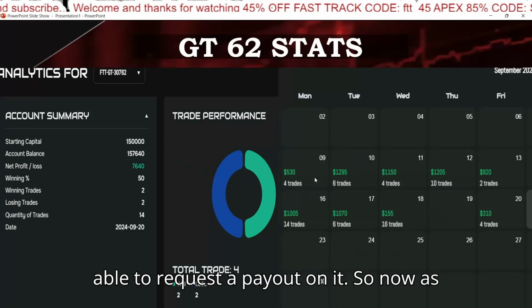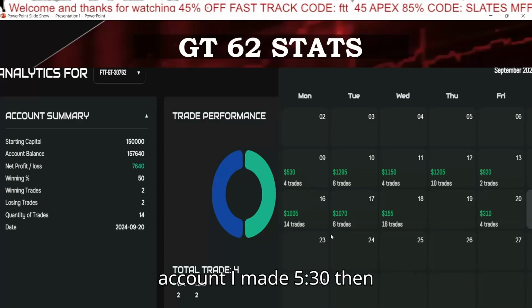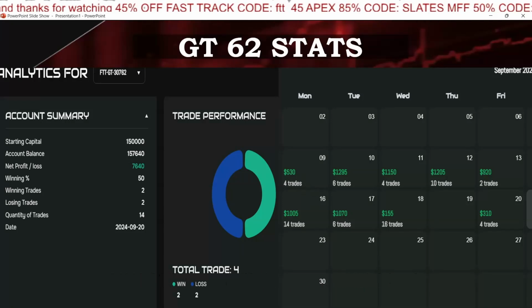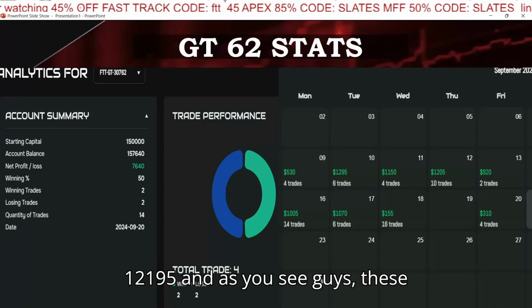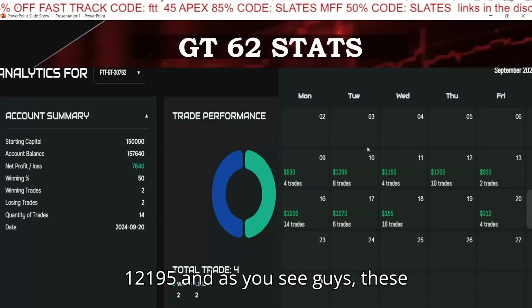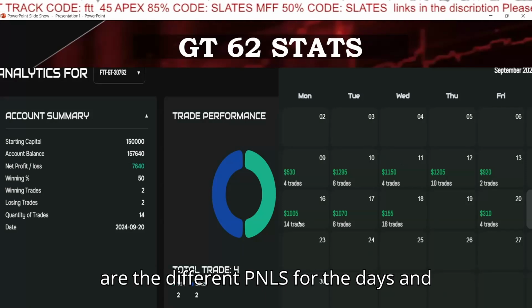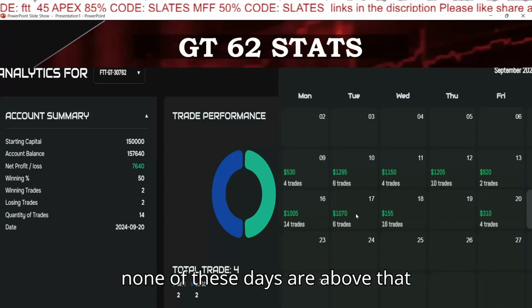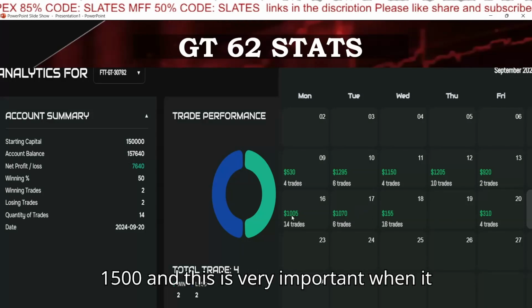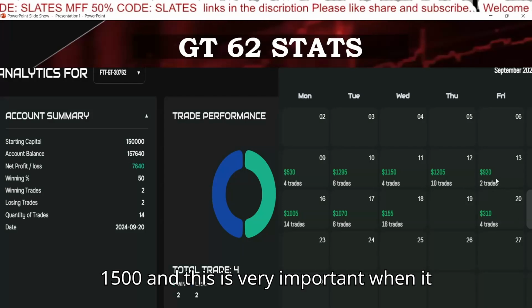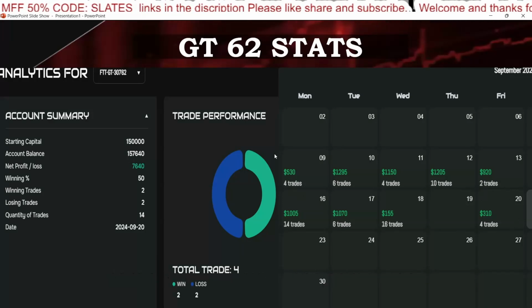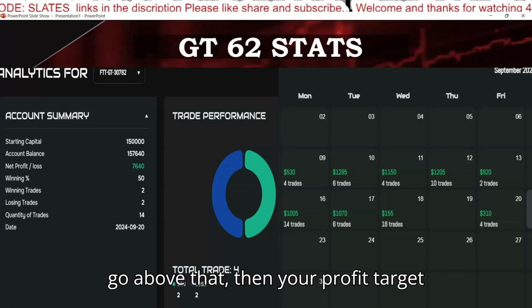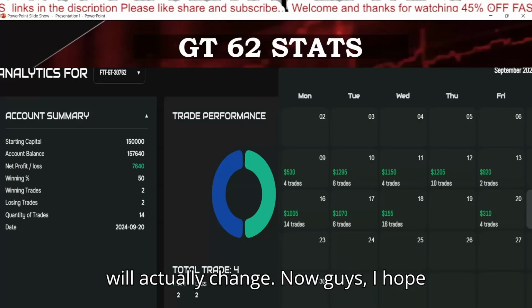So as you can see here, on Monday on this account, I made $530. Then on Tuesday, the 10th, I made $1,295. And as you see, guys, these are the different P&Ls for the days, and none of these days are above that $1,500. This is very important when it comes down to you getting your payout, because remember, as I tell you, if you go above that, then your profit target will actually change.